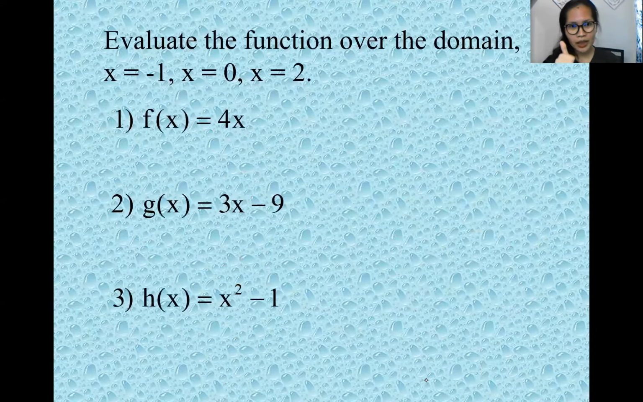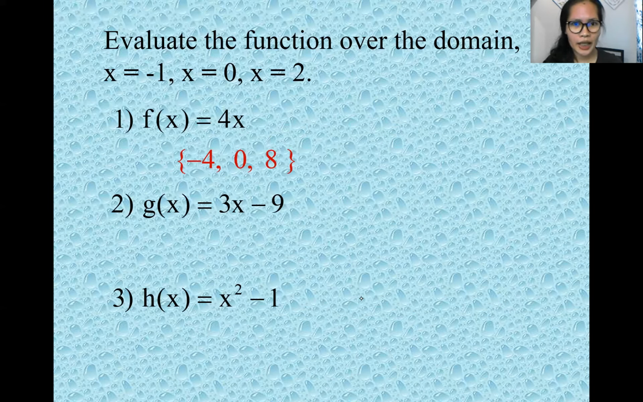Clear? Okay. Now, we are going to evaluate the function over the domain. When we say domain, that is the value for x. That is the other term for the input x. So we have x is equal to negative 1, x is equal to 0, x is equal to 2. We have number 1, f of x is equal to 4x. So 4 times negative 1 is negative 4. 4 times 0 is 0. 4 times 2 is equal to 8.